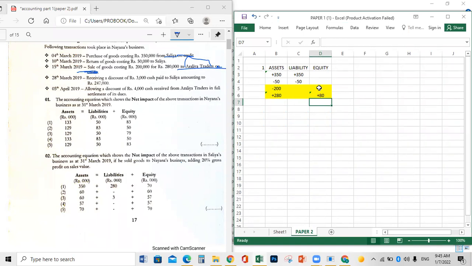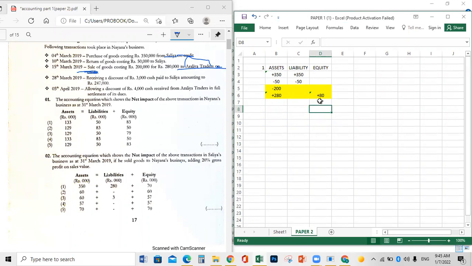Okay, so next question. Receiving a discount of 3,000, cash paid to Salia amounting to 247,000. So guys, you have received a discount. Discount received, income or expense? Come on guys, you have to quickly unmute and tell me. Income. Discount received is an income. So just now I told you income increases equity. So go to equity and increase it by 3,000 because it's an income.